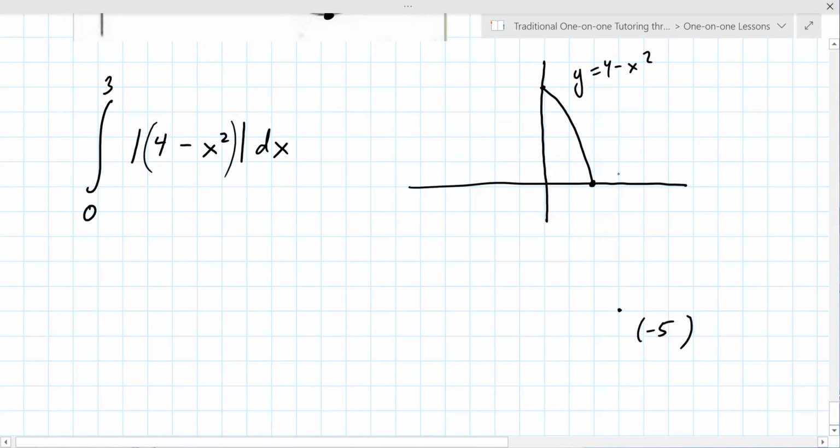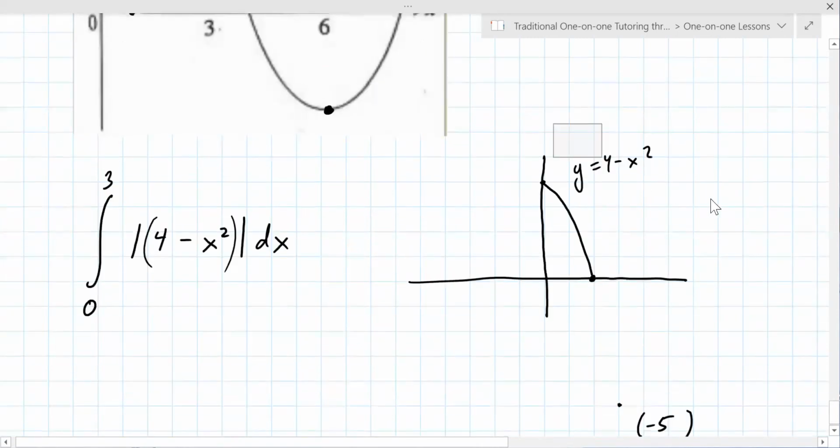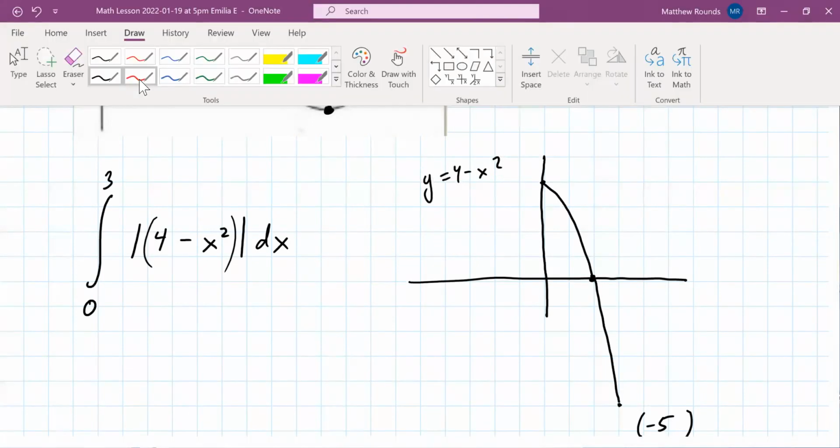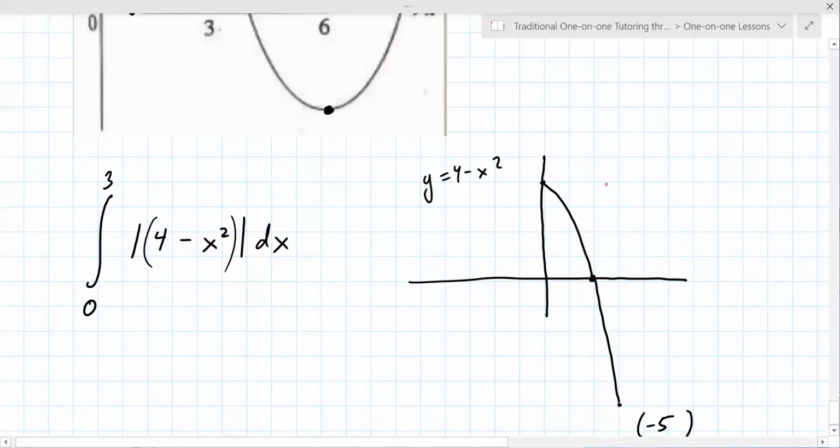But because it's absolute value, it flips it. So it does this, but because it's absolute value, it comes back up like that. Where did the 5 come from? Putting 3 in for x, 4 minus 9, which is -5. Oh, I see. Okay.